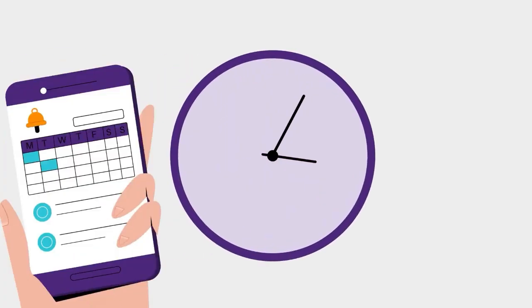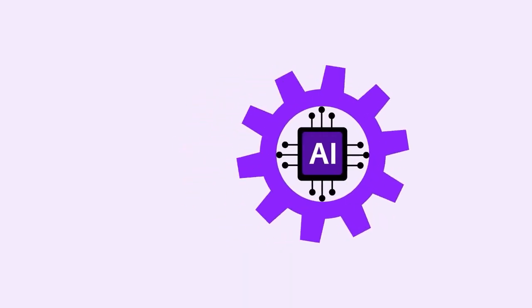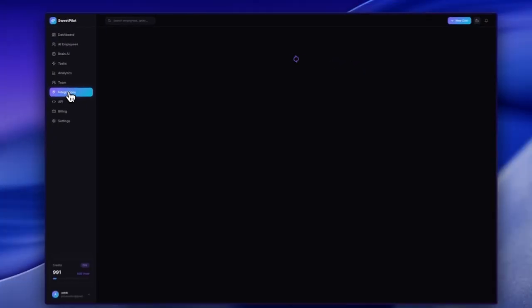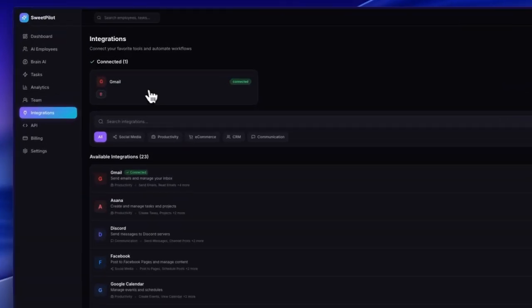I'm going to show you how you can use scheduled tasks and AI employees to plan and publish social media posts automatically. Let's get started. First, head over to the Integrations section. Here you can connect your social and communication platforms. As you can see, I've already connected my Gmail account.